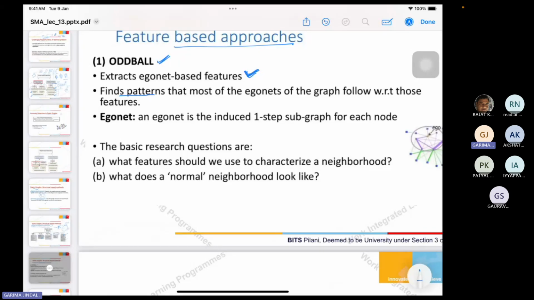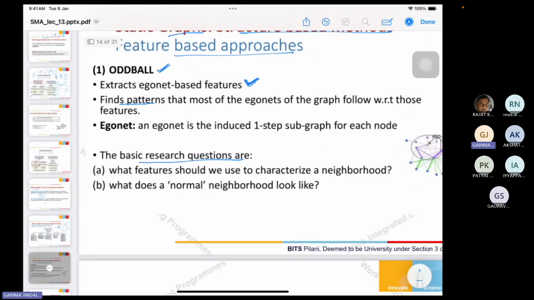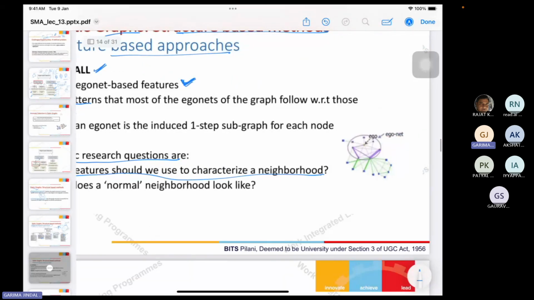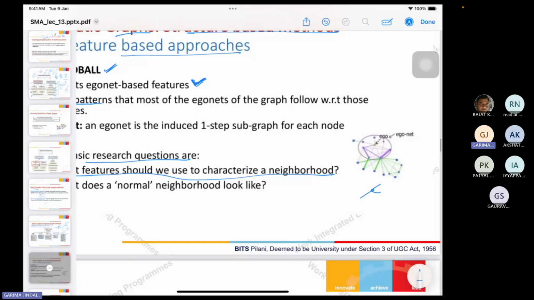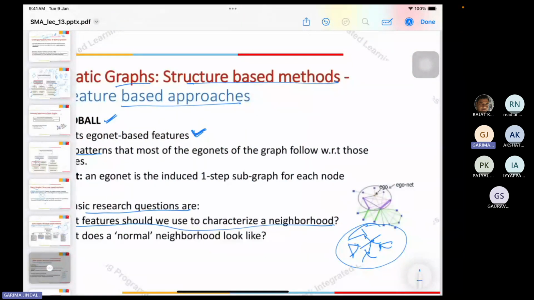When we are considering this type of algorithm, there are two things that need to be considered. These are the basic research questions. First, what features should we use to characterize the neighborhood? We have a node, and we are considering its neighborhood, and the neighborhood of these neighbors and so on. Once I have this network, the first question is what feature I should use, since we have seen so many features in the slide. Which feature among these should you use to identify the anomaly?